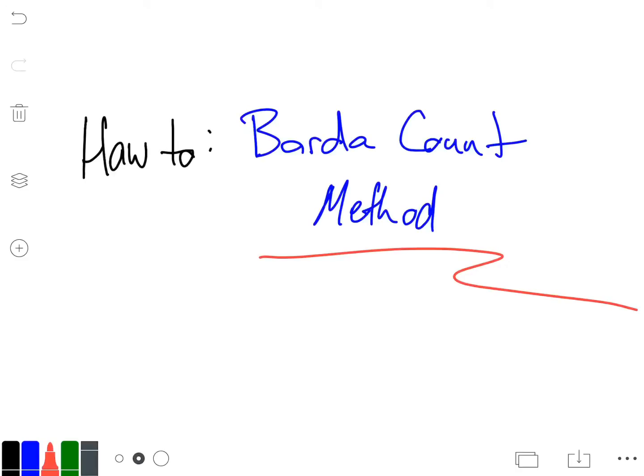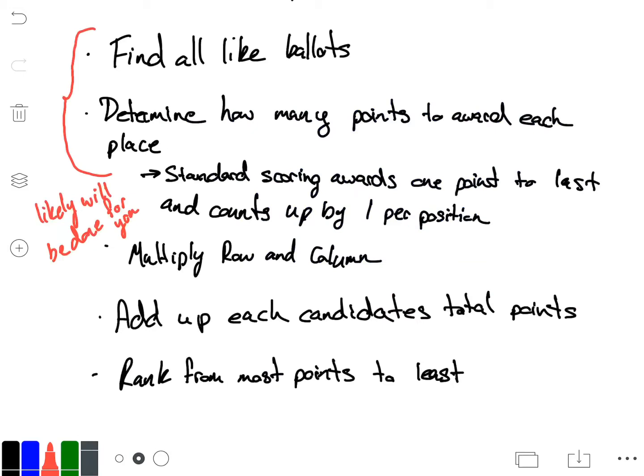In this video, we will be covering how to use the Borda Count method. So here are the basic steps to using the Borda Count method. Note that these first two will likely be done for you, but step one would be to find all like ballots, or all the ballots with the same ranking order.